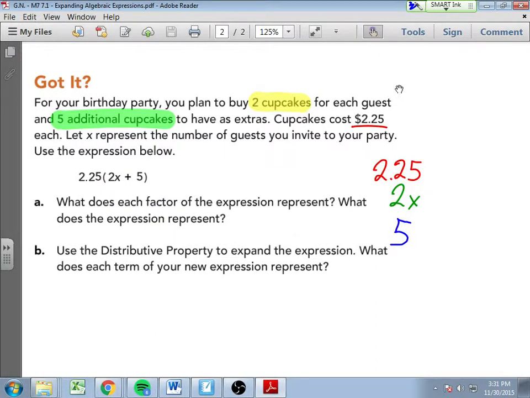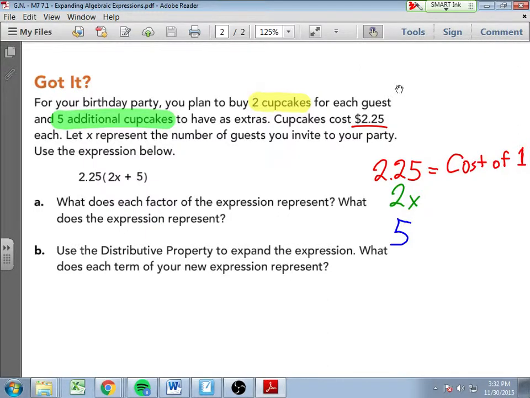Laney, can you tell me what the 2.25 represents here? The cost. Cost of what? Each cupcake. Yeah, cost of each, or cost of one. So every cupcake costs that 2.25. Todd, do you know what the 2x is? Yeah, I think I might know. I did 5 times 2.25. Hold it, you're getting ahead of us. All we're doing right now is identifying what these parts mean. We're going to come back to what you just said, but you're just ahead of us.